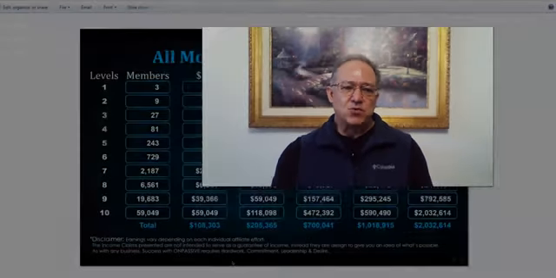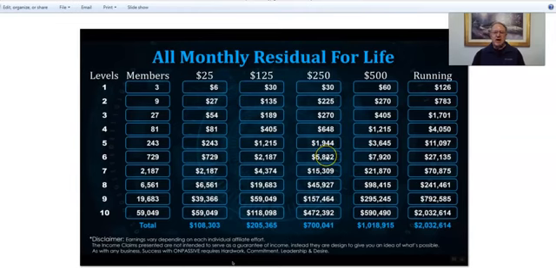I'll try and be as succinct as I can to give you an idea of how spillover works and how much spillover you can expect. Before I talk about spillover, it's really important that you understand how the 3x10 force matrix works.